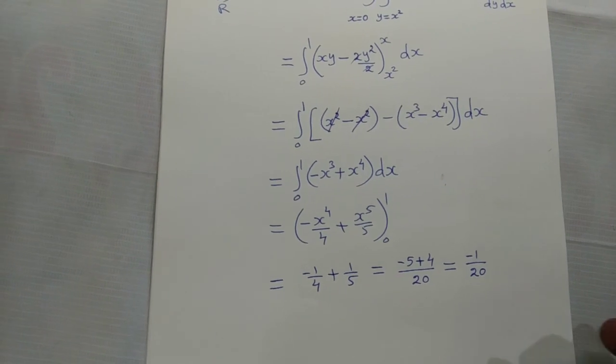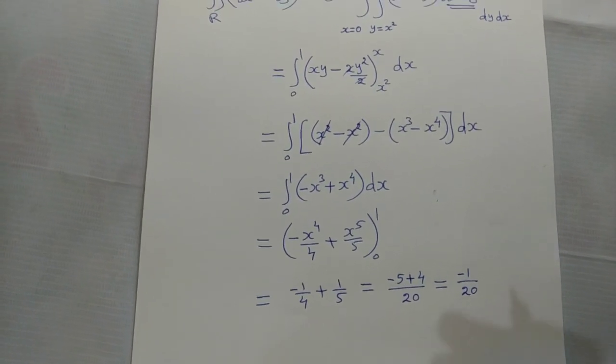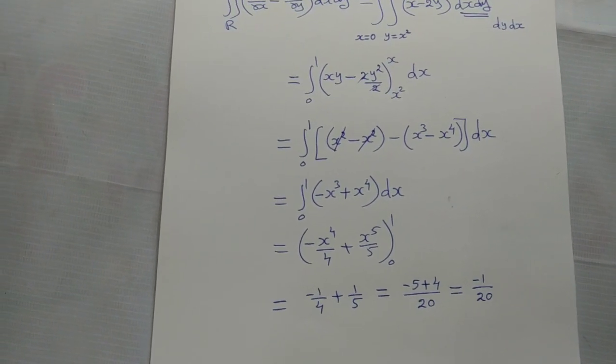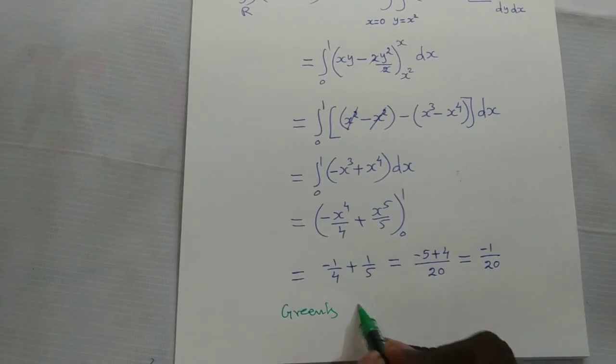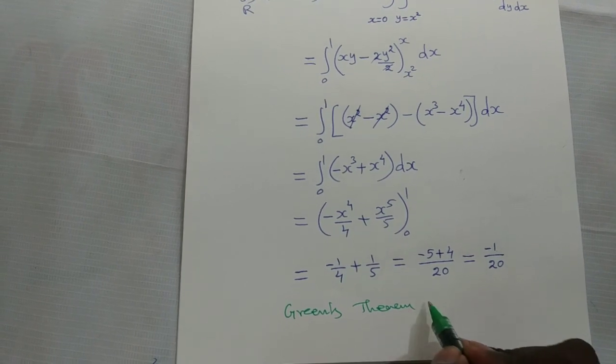So this is the RHS of Green's theorem. LHS and RHS are the same, therefore Green's theorem is verified.